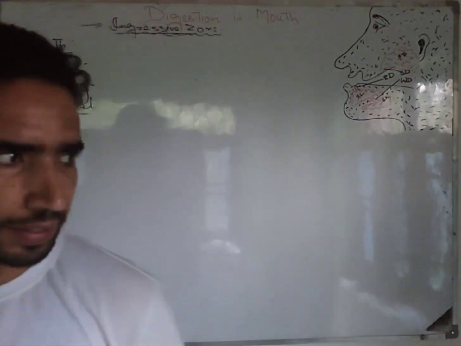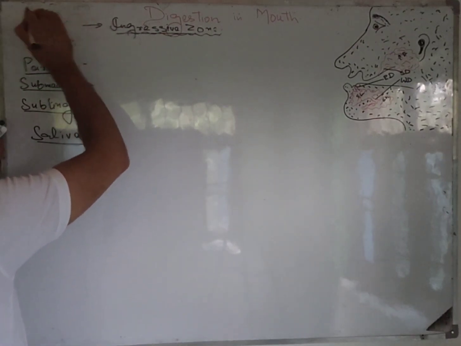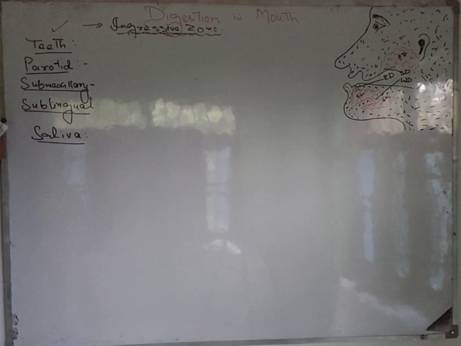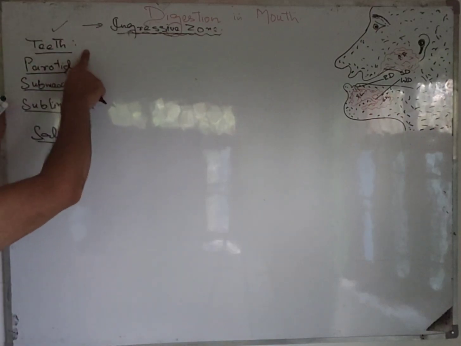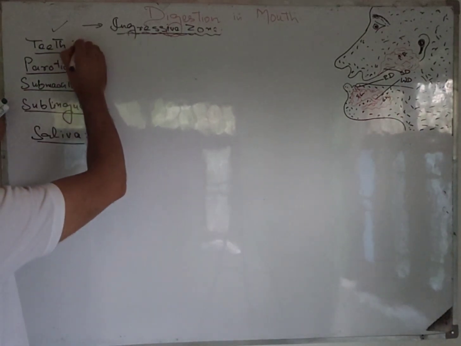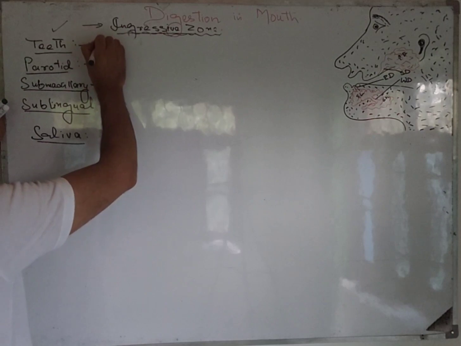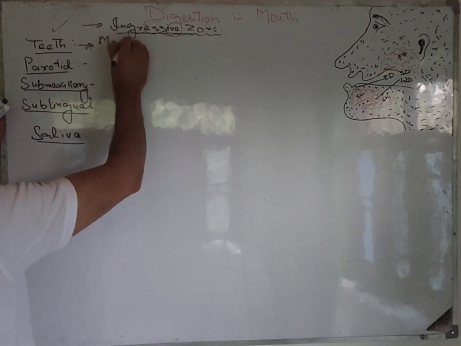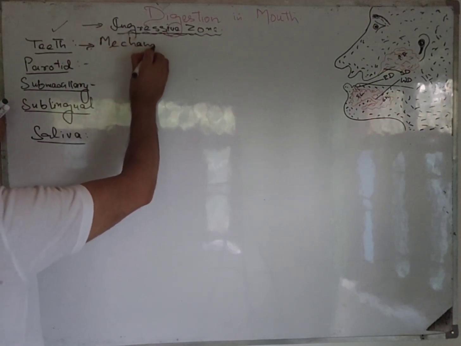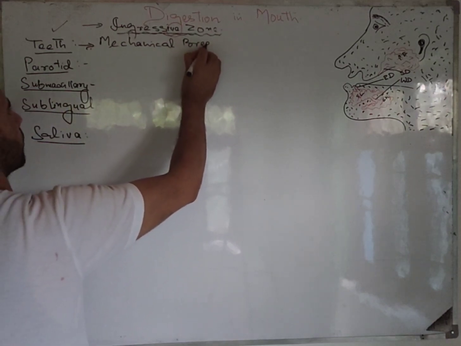Now let us have a look at the first performers among the different structures of our buccal cavity or the mouth, that is, the teeth. Let us look at the role played by the teeth in the process of digestion. Teeth have an important role in the digestive process, that is, the mechanical breakdown of food.